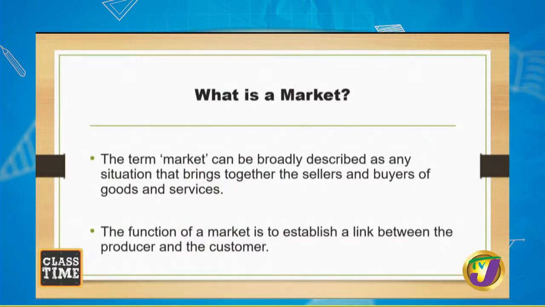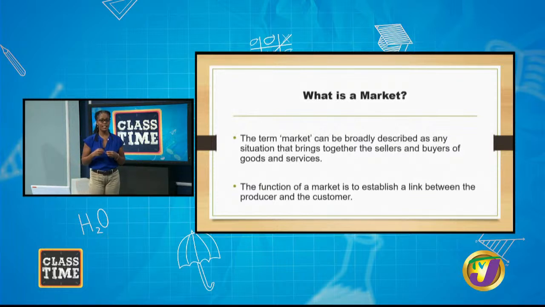Right. Now, the term market can be broadly described as any situation that brings the sellers and buyers of goods and services together. This may be in a defined, specific physical place, such as your local supermarket, your shoe store, etc. Or it could be a more indirect source, such as the internet, where the buyer and seller do not come into direct contact, but trade takes place. Hence, the use of the term situation instead of limiting the definition to a physical place.